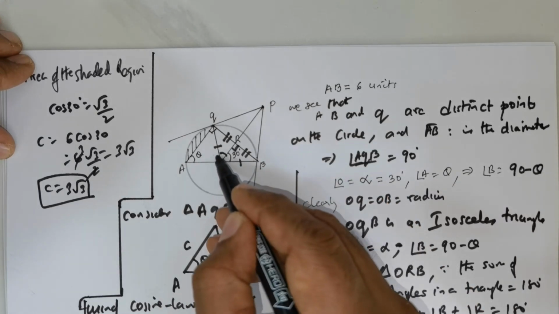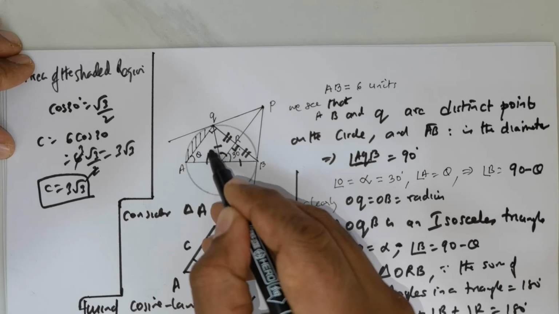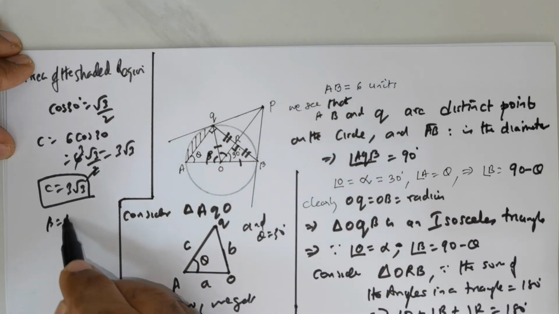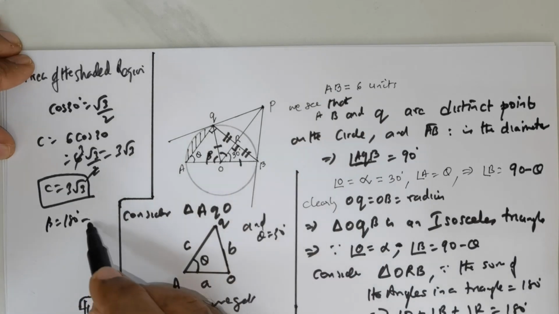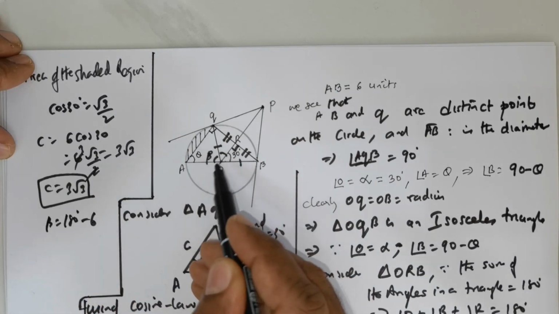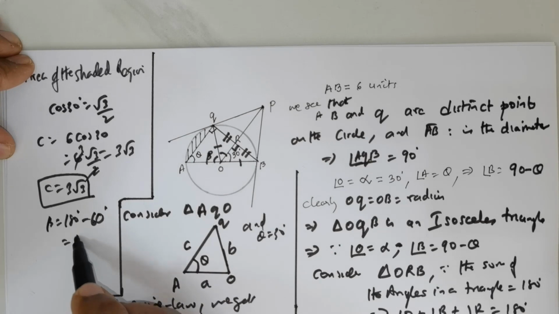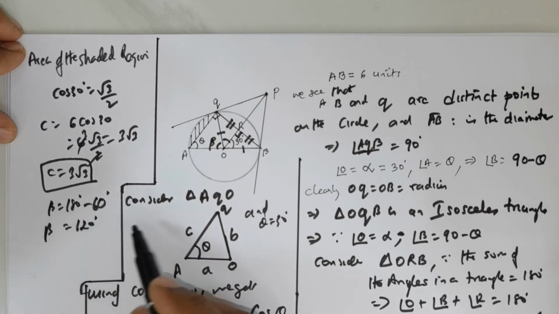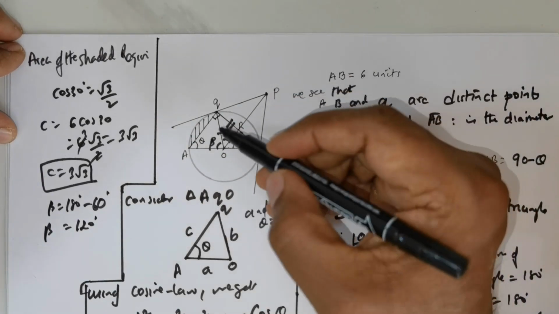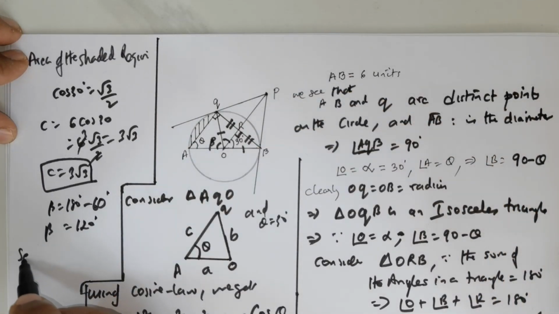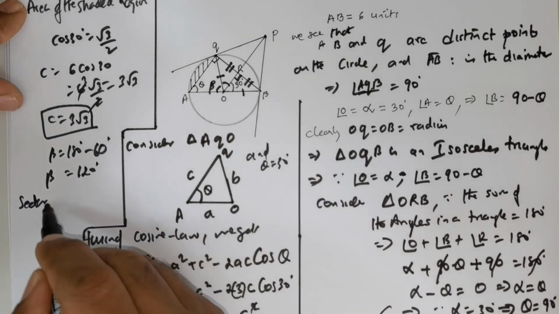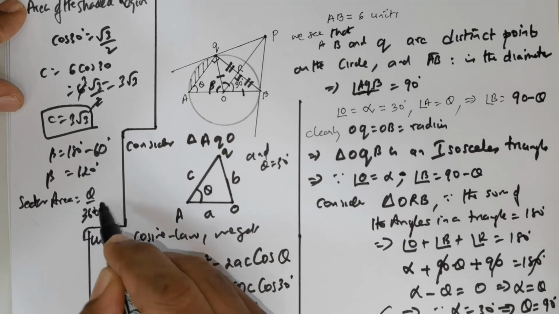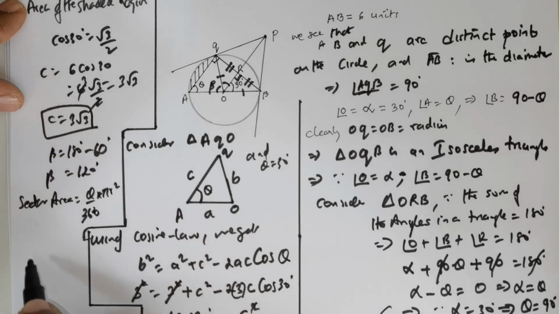So I want to get this angle. Let me take this angle to be some beta. Right? So beta will be equal to, from 180, you subtract this angle, 60 degrees. So that is going to give you 120. So beta is equal to 120. Now why do I need beta? I want to get the area of the sector. So sector area is equal to theta divided by 360 times pi r squared.